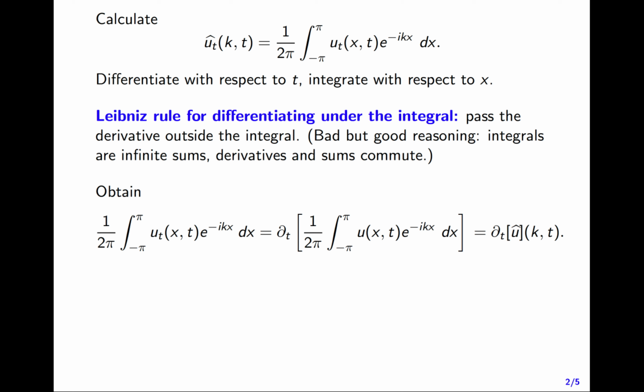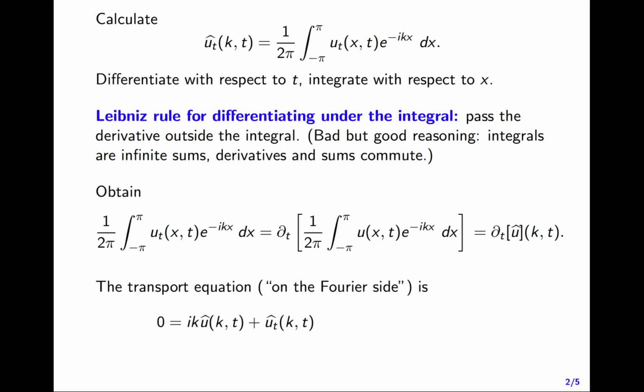And of course, I recognize this derivative here, what's inside the square brackets. This is just u hat of k,t. So I'm differentiating u hat of k,t with respect to t. And so now I've got an expression involving the Fourier coefficient of my original function u. So the transport equation on the Fourier side, as they say, fully reads 0 equals ik u hat of k,t plus u_t hat of k,t. And now that is ik u hat of k,t plus t derivative on u hat evaluated at k,t.